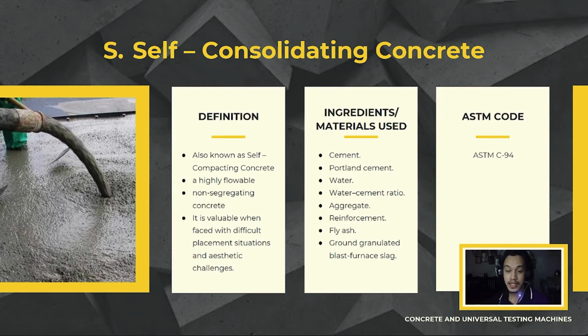And para sa ingredients and material use, we have cement, Portland cement, water cement ratio, aggregate, reinforcement, fly ash, and ground granulated blast furnace slag. At ang kanyang ASTM code ay ASTM C94.